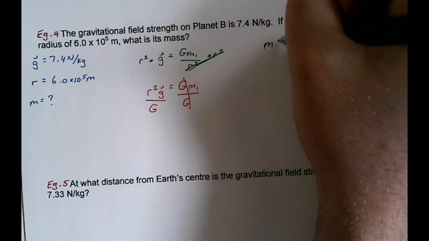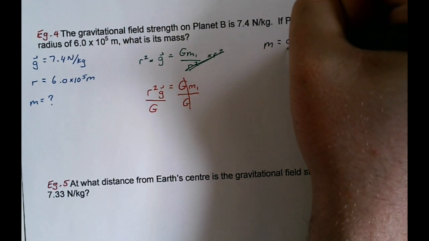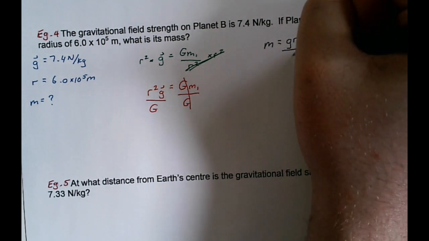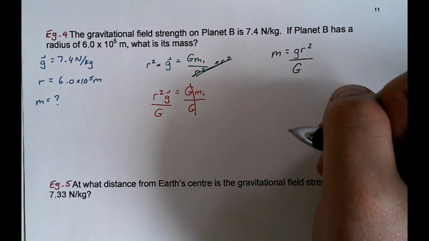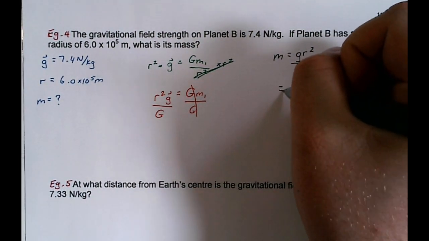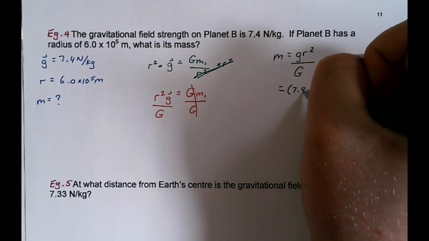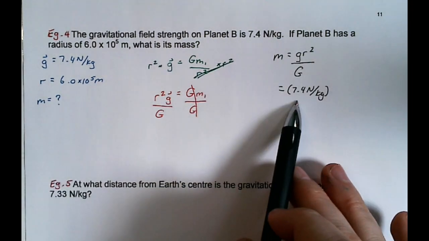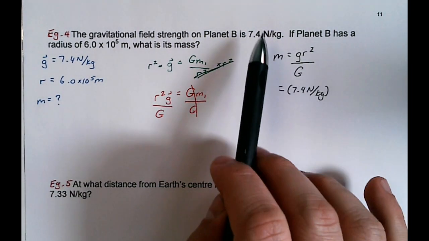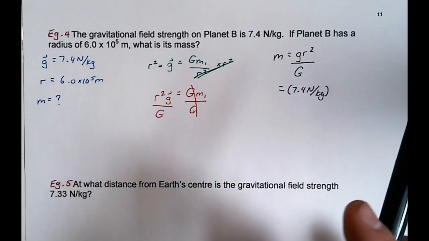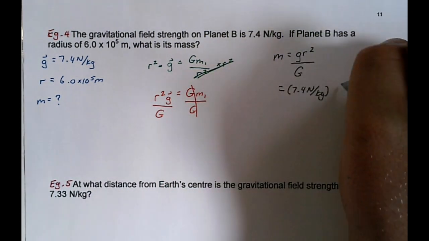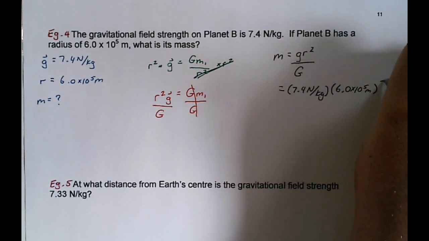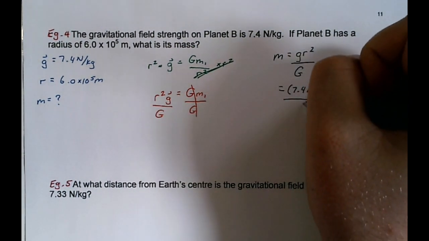So plugging in, 7.4 newtons per kilogram. Remember, it's not 9.81. That's on Earth, and this is a mysterious planet. Times the radius, 6.0 times 10 to the 5 meters squared, divided by the gravitational constant, 6.67 times 10 to the negative 11. When you plug that in, you're going to get a final answer of 4.0 times 10 to the 24 kilograms, the mass of planet B, not of a test object. We don't have a test object. You're figuring out the mass of the source.